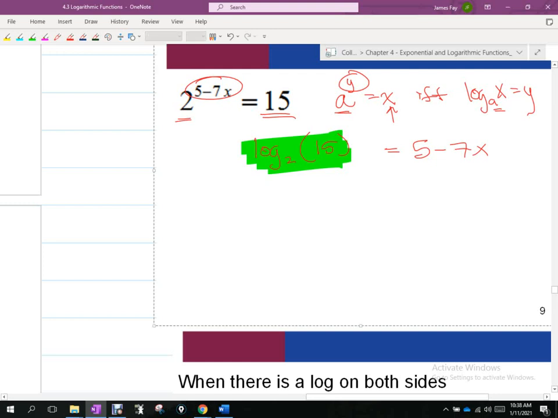So if that's just a number, 5 is just a number, 7's a coefficient, right? Let's now take this thing and solve for x. So what would you do first over here to solve for x? Subtract 5, right? So we got log base 2 of 15 minus 5 equals negative 7x, okay?